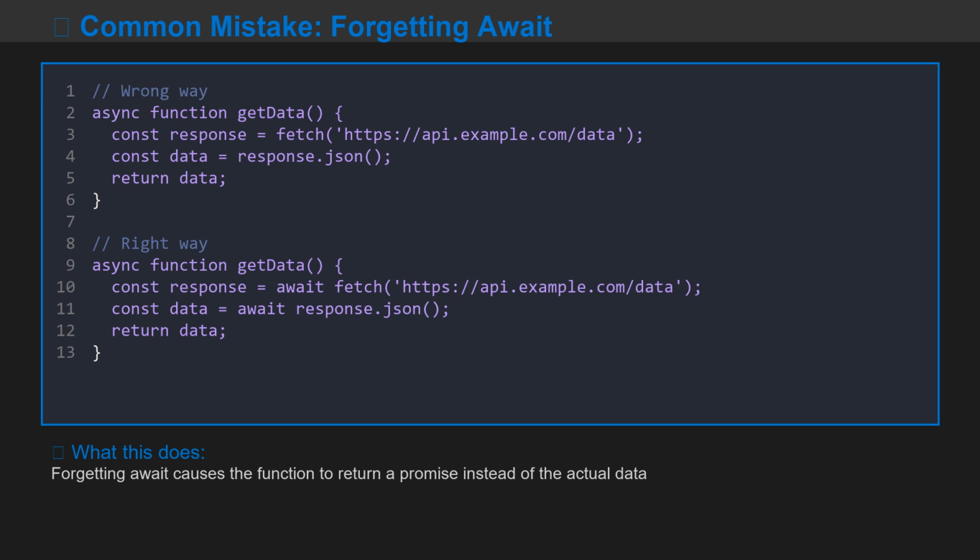One common mistake is forgetting to use the await keyword. If you don't use await, the function will return a promise instead of the actual data. This can lead to unexpected behavior in your code.